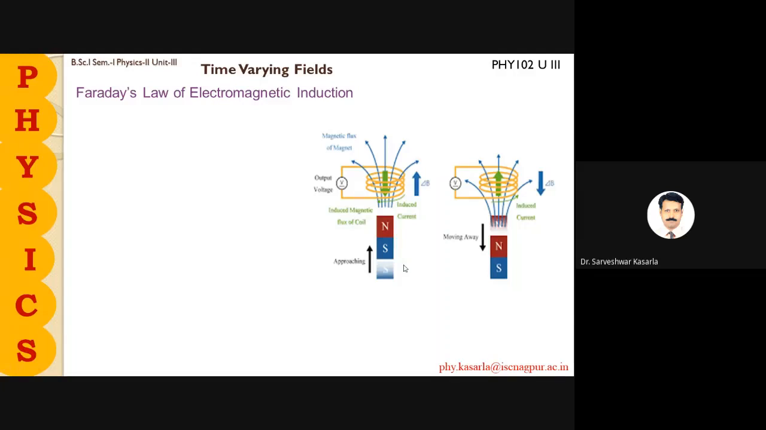Let us see Faraday's laws of electromagnetic induction: the change in flux induces EMF. So this is the magnet. If it moves, then this is the coil, the yellow colored coil. There is a voltmeter. When the magnet moves, the flux linked with this coil will change, and that will induce EMF in the coil.